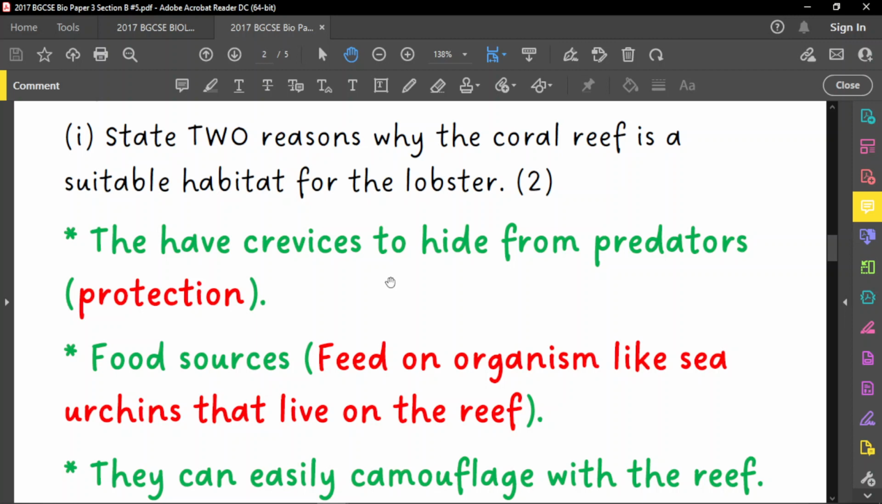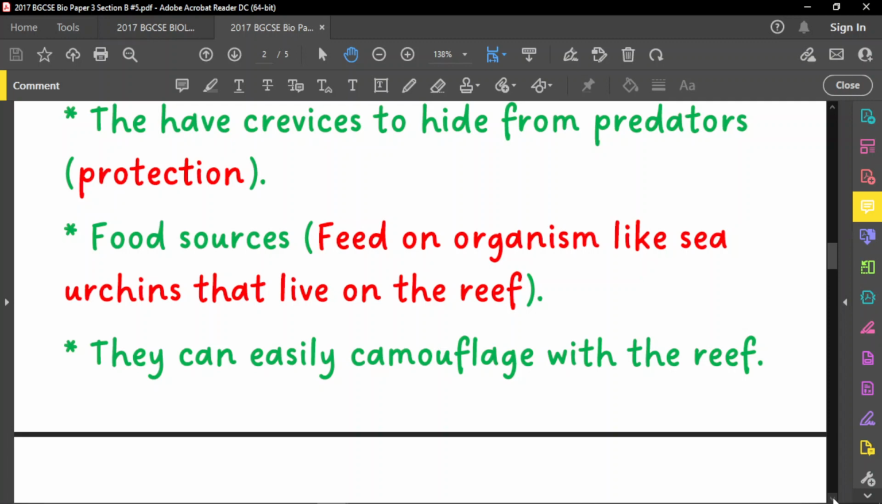So you find them on the coral reef, they stay there for shelter, and they stay there for food as well. They eat organisms such as sea urchin, all right? There will be a lot of sea urchin on the coral, because urchins love to be on those rocky or rock-like structures, right? And also the spiny lobster, if you notice the color of them, they can camouflage on the coral reef as well. So that's three good reasons there.